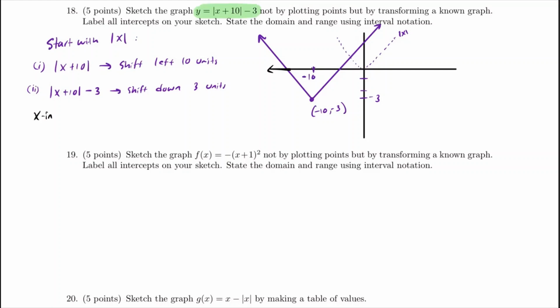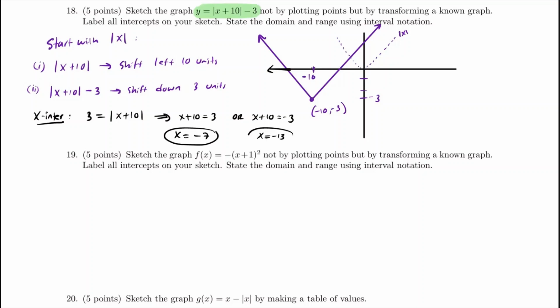So the x-intercepts, we have 2 of them. We're going to set y equal to 0. So you'll have 0 equals absolute value of x plus 10 minus 3. Then I can move 3 to the other side. So this will give me 3 on this side. So this means that we have x plus 10 equals 3, or we have x plus 10 equals negative 3. And then we solve both of these equations. This will give me x equals, so I subtract 10, negative 7. And then here I subtract 10, I get negative 13. So x equals negative 13.